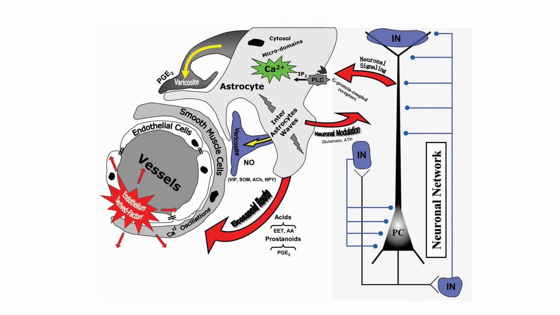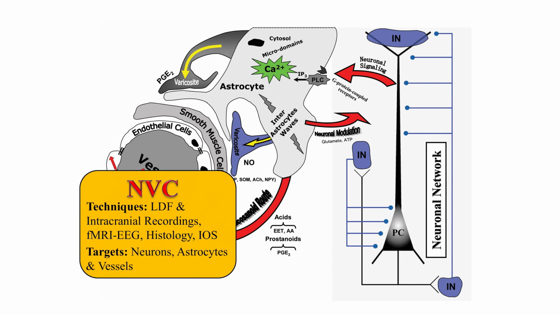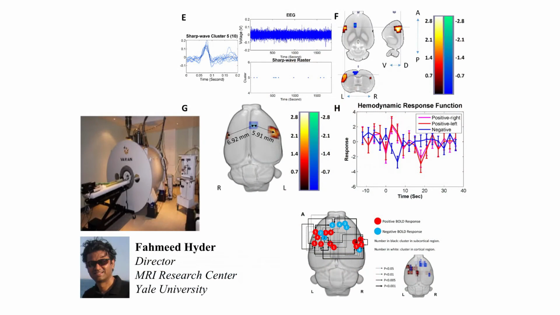The other area of interest is neurovascular coupling, which is how neurons communicate to the vessels. And for that, we have created a group which is using mainly fMRI, EEG recording, and histology. We target neurons and astrocytes. This work is in collaboration with Yale University, with the MRI Research Center, with Dr. Fahmeed Hyder. We are able to create maps of neural activity associated with epileptiform activity in rats that have chronic epilepsy, and understand how this network is organized.